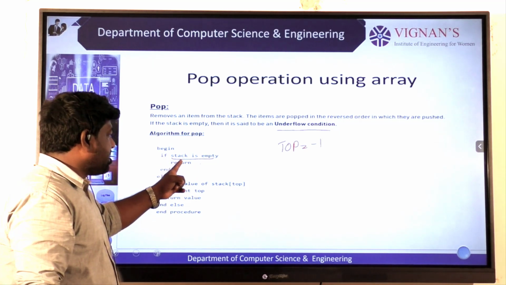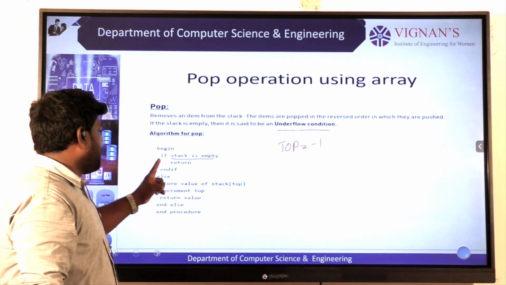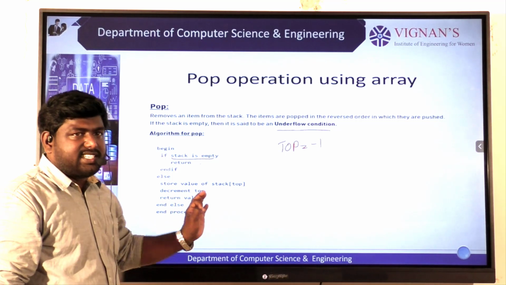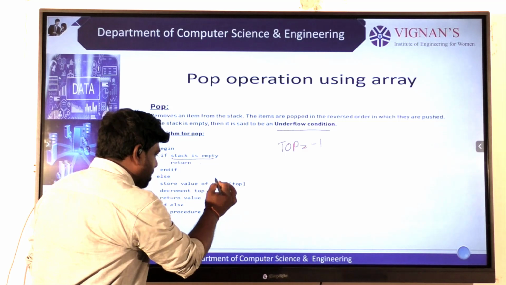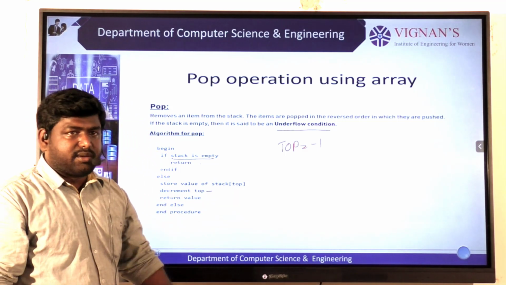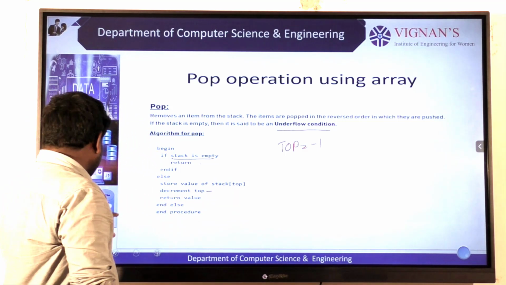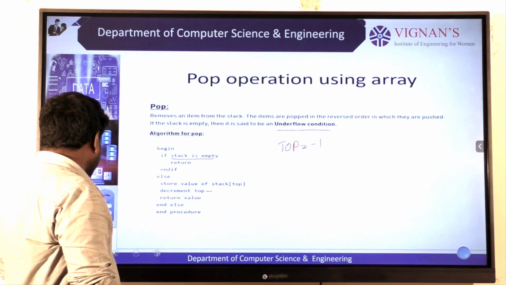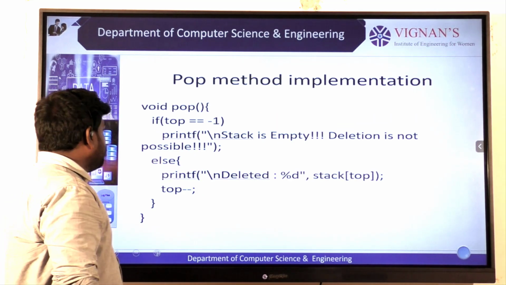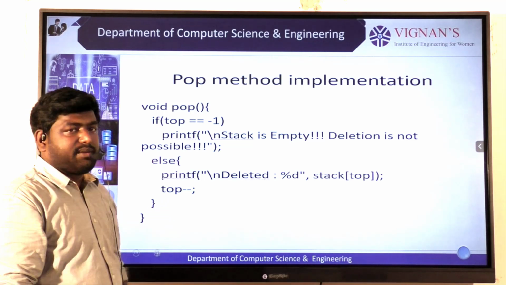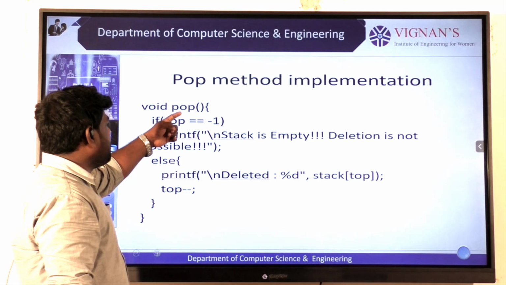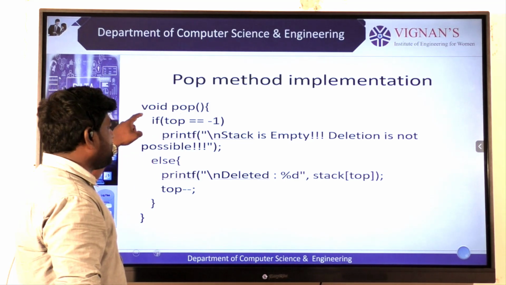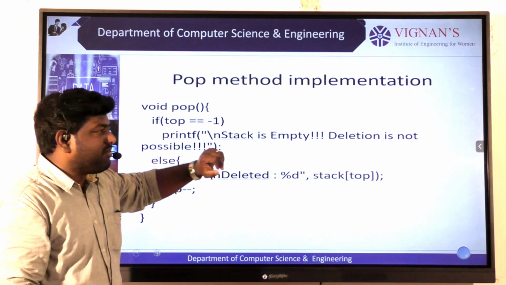If it is empty, we are moving out from the function. Otherwise, we are just decrementing the top. We are not doing anything else. If we decrement the top, the element is automatically deleted. Let us see how it is going to be implemented in the programming part. So this is the method for removing an element from the stack. Pop is a function name, which does not return anything, and which does not take any parameter as well.